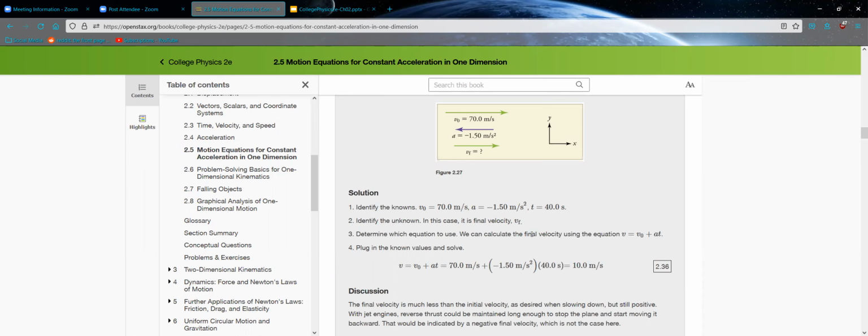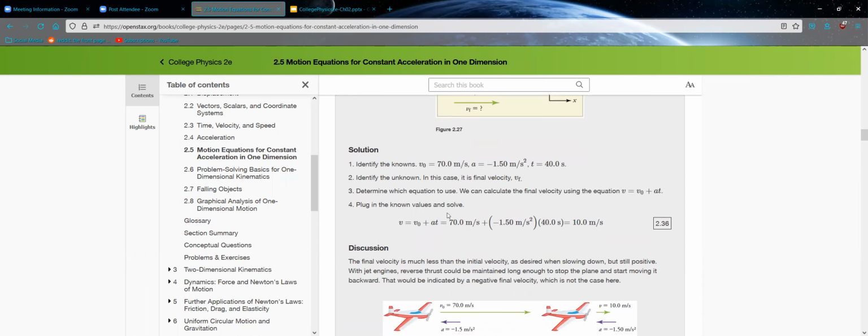We do have an equation that has acceleration, velocity, final velocity, and time in it: V equals V naught plus AT. In this case, V is going to be synonymous with VF. VF is what we want. So we plug in the information. We know it starts at 70 meters per second, and we know that the negative 1.5 times 40 is our acceleration times time, and we math it out.